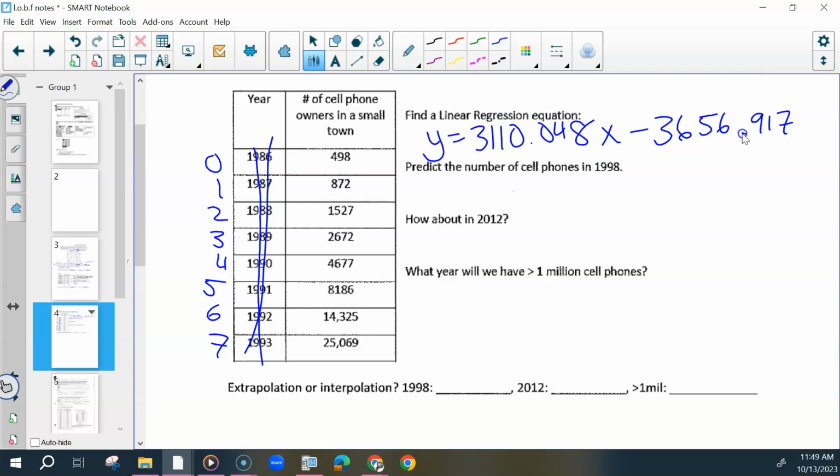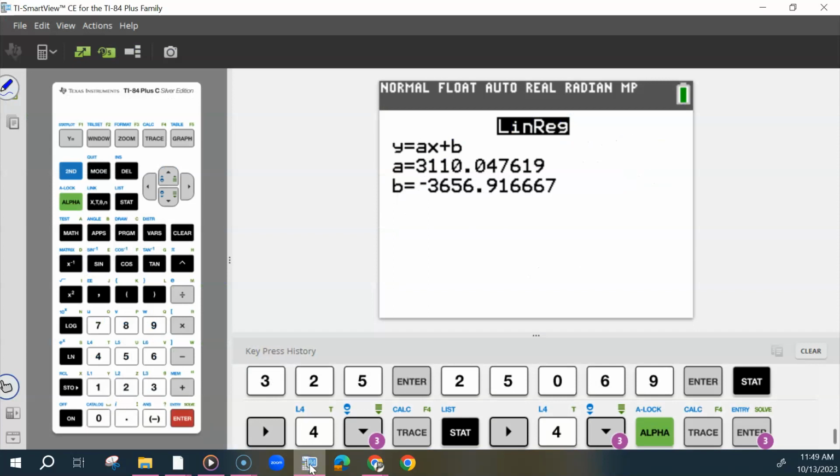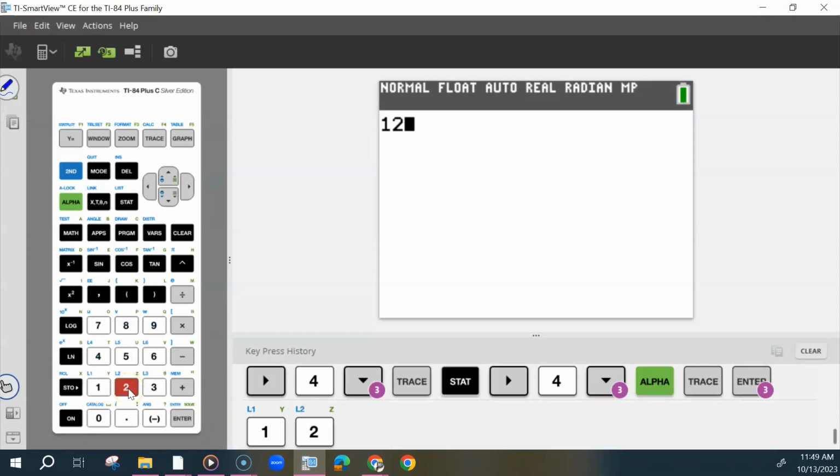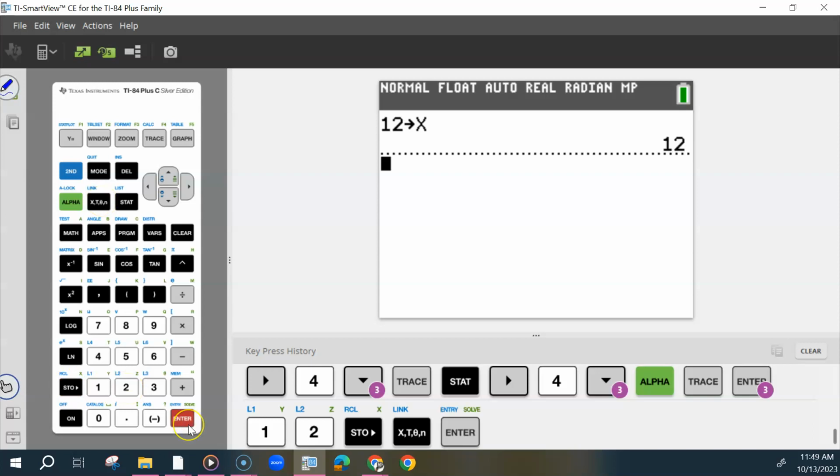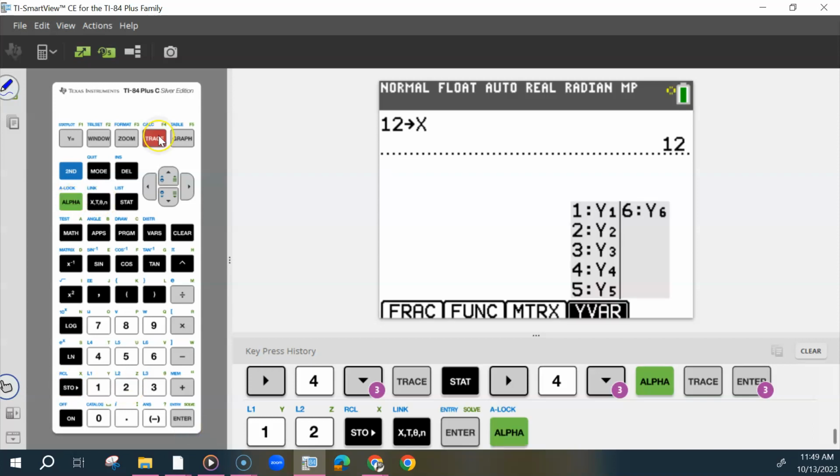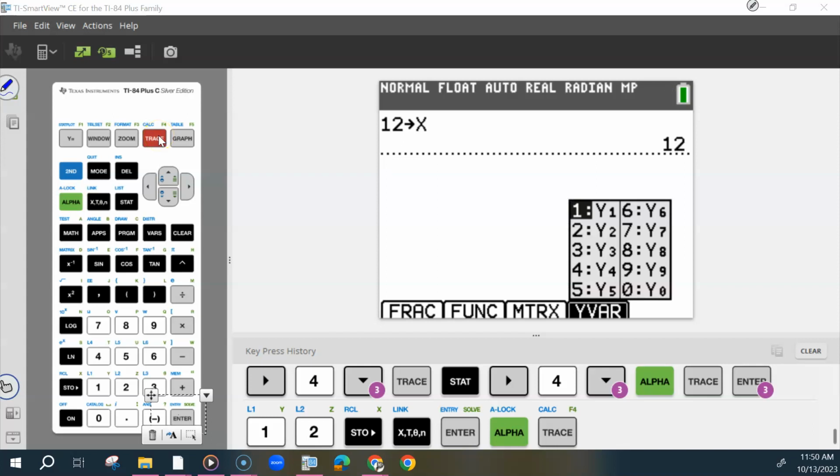Okay. So to answer the next two questions, you have to know how many years it has been since the original. From 1986 to 1998, how many years has that been? 12. Yes. So we're going to put in x equals 12 for that. If you're not sure, you can always subtract the years and store 12 as x. 12 STO x, enter. Alpha trace, enter twice.